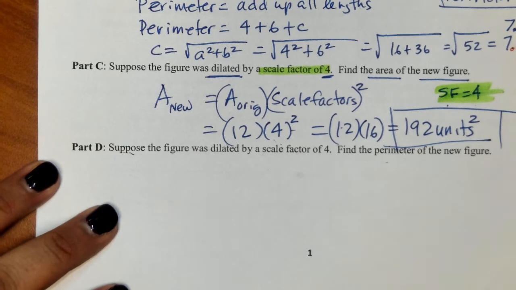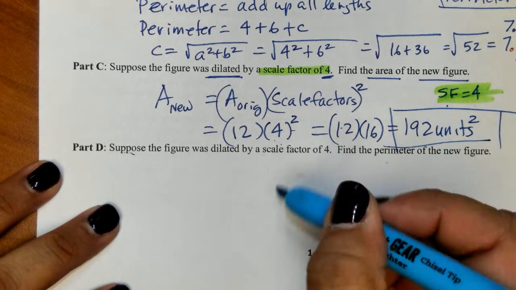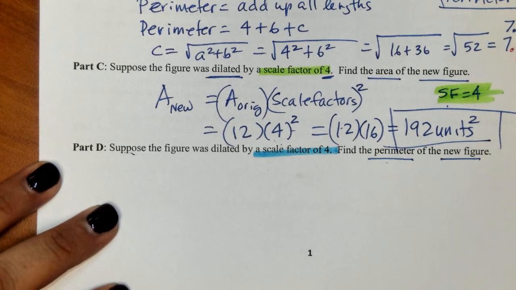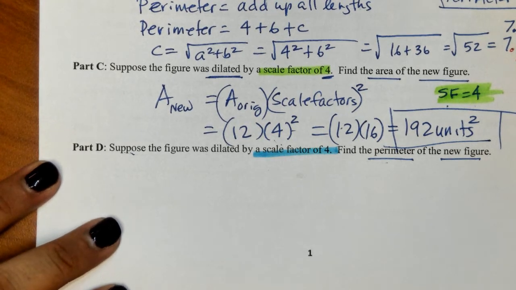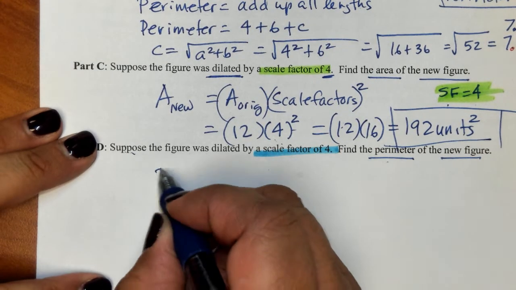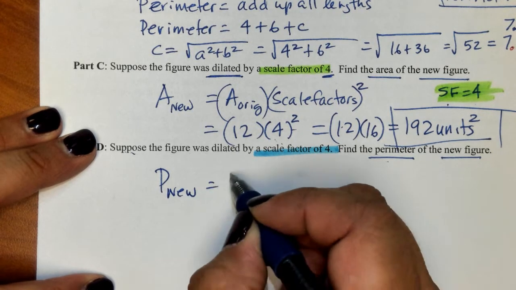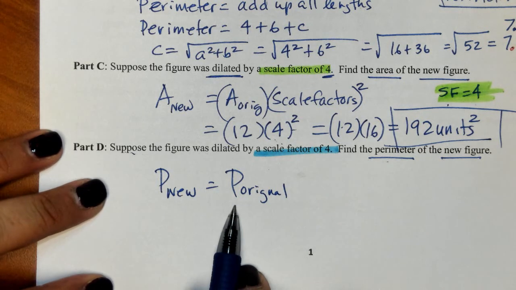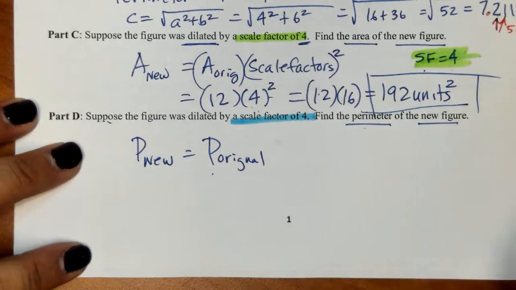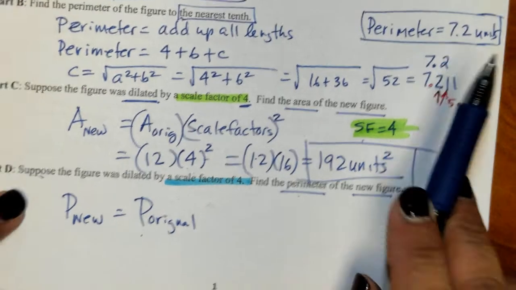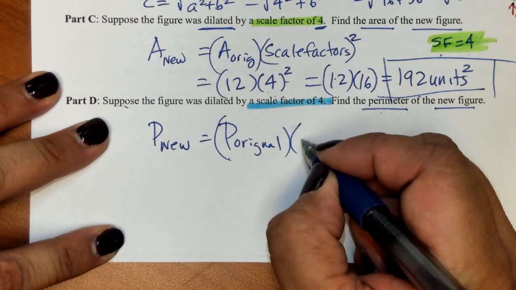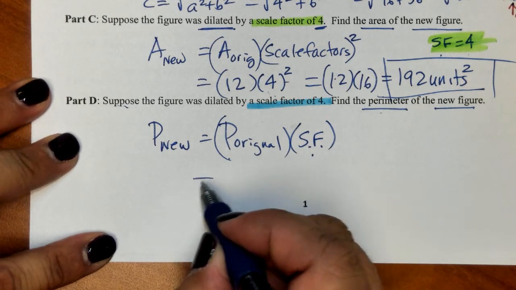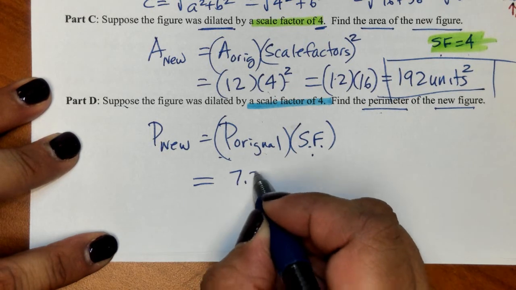Perimeter is very similar. Again, I'm going to highlight that the scale factor is 4. They want to find the perimeter of the new figure. Okay, so we take the original, so this is going to be the new perimeter. You take the original perimeter, and where is that coming from? Part B. Very good. Okay, it's that 7.2 that we got earlier. And we're going to multiply it by the scale factor. And if it's okay with you, I'm going to abbreviate it this time. Okay? So, P original is 7.2.